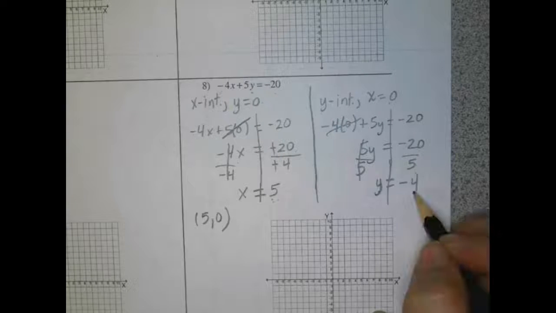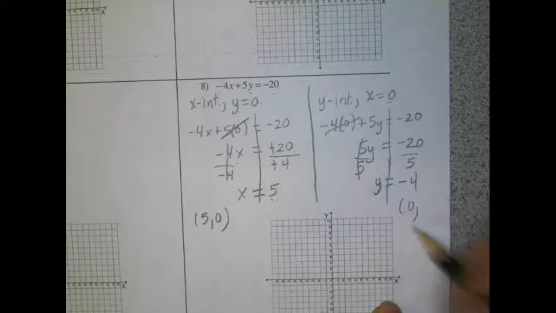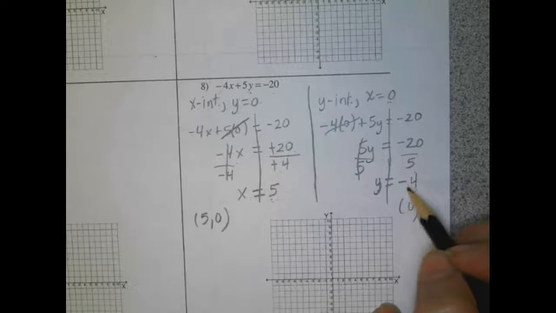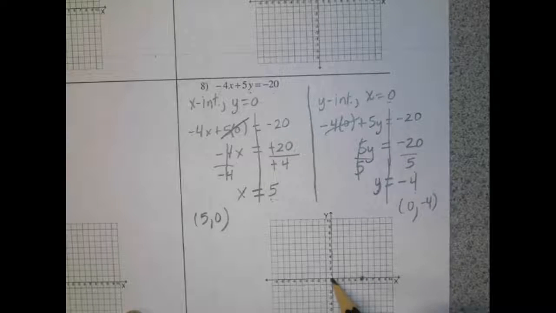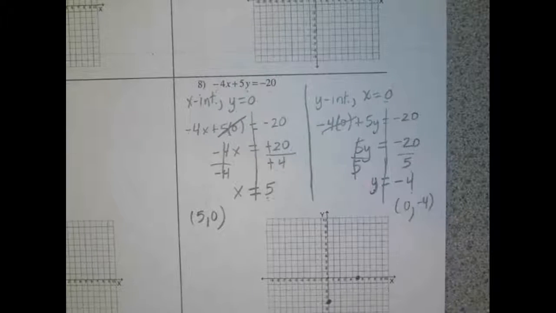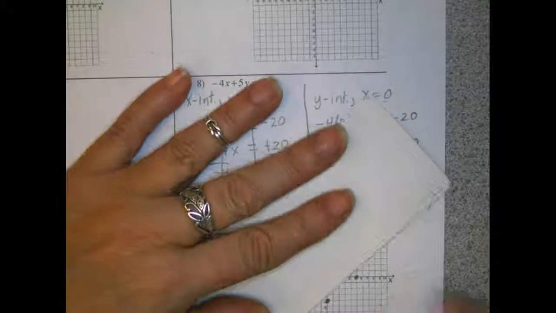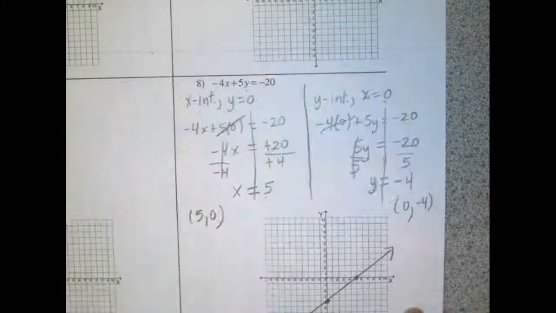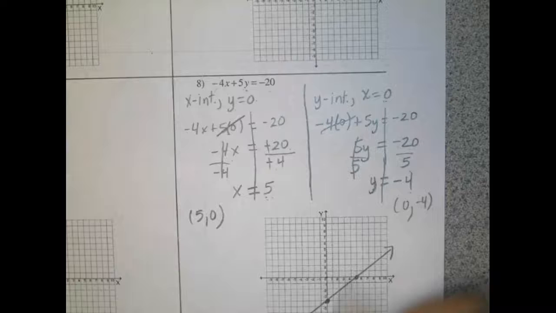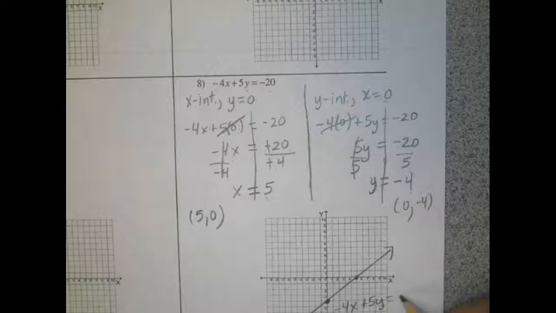Okay. So this one, when x is 0, what is my y value? What is it? Negative 4. And I can graph these 2 points. When x is 5, y is 0. When x is 0, y is negative 4. Take your straight edge. Draw your line end to end. Add your arrows. And then label it with your original equation. Minus 4x plus 5y equals minus 20.